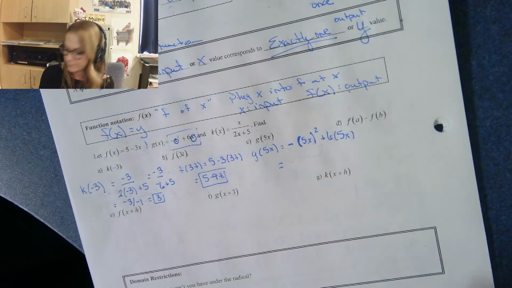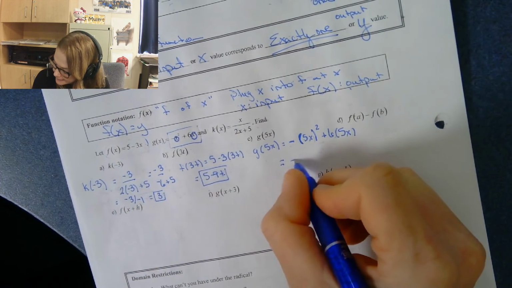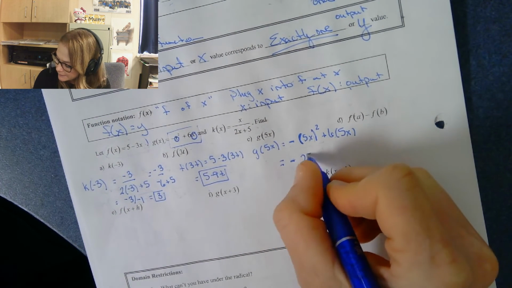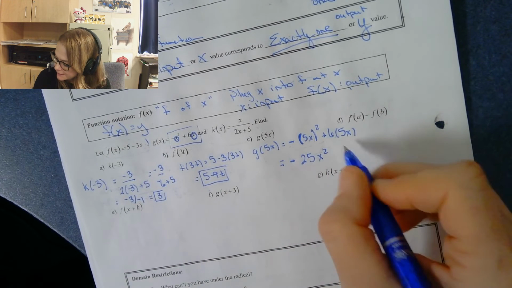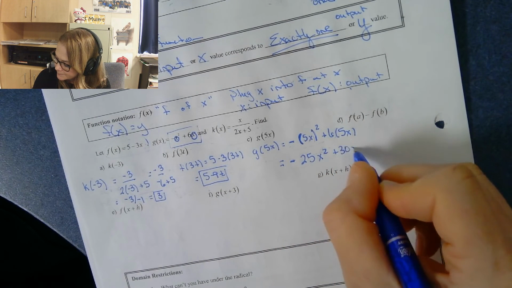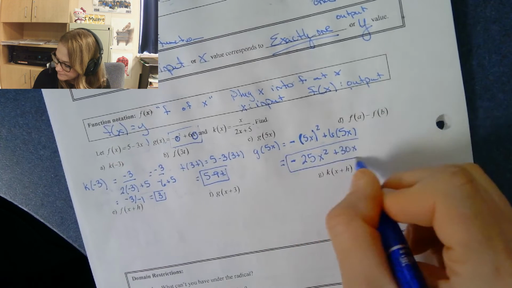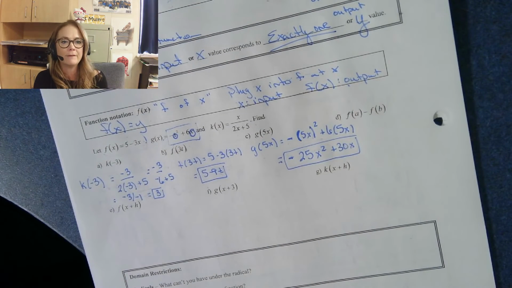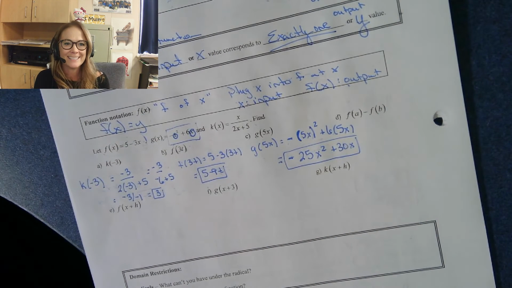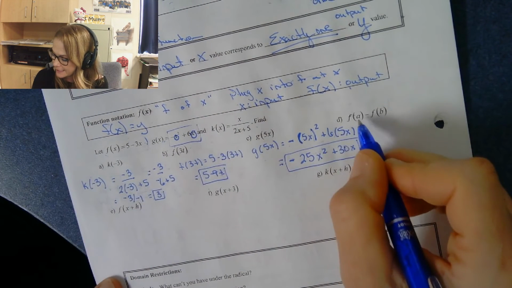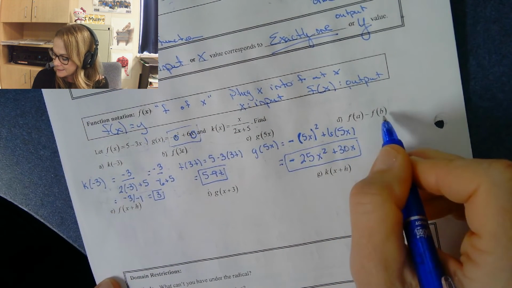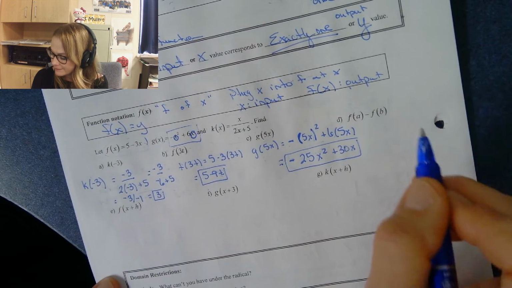this particular problem. All right, so this is negative, waiting to be considered until I square everything, 25x squared, and then it attaches itself, and then this is plus 30x. All right, so negative 25x squared plus 30x. Okay, f of a minus f of b. My f function is here, so this says to plug a into f at x. This says to plug b into f at x.